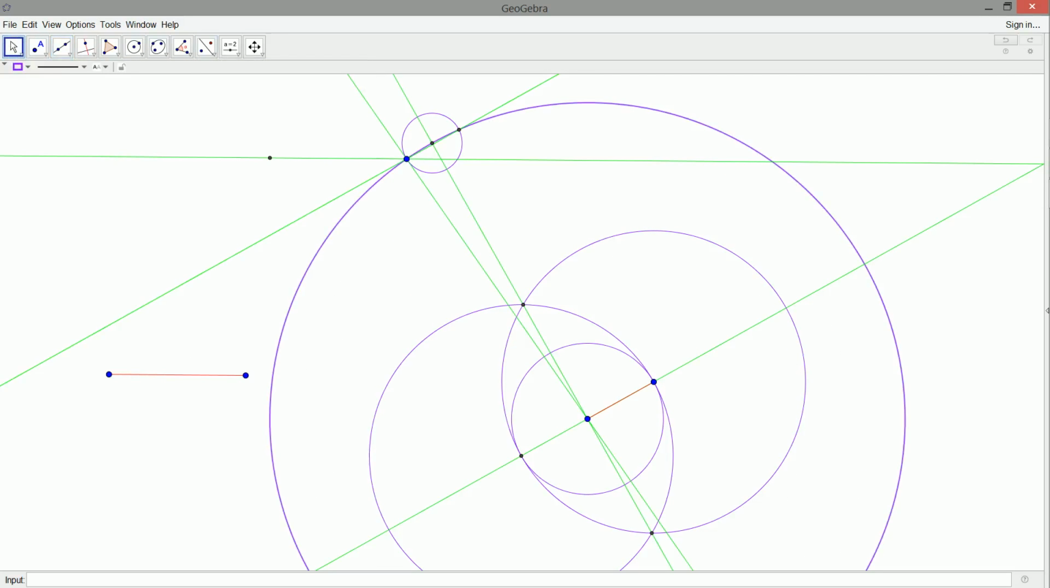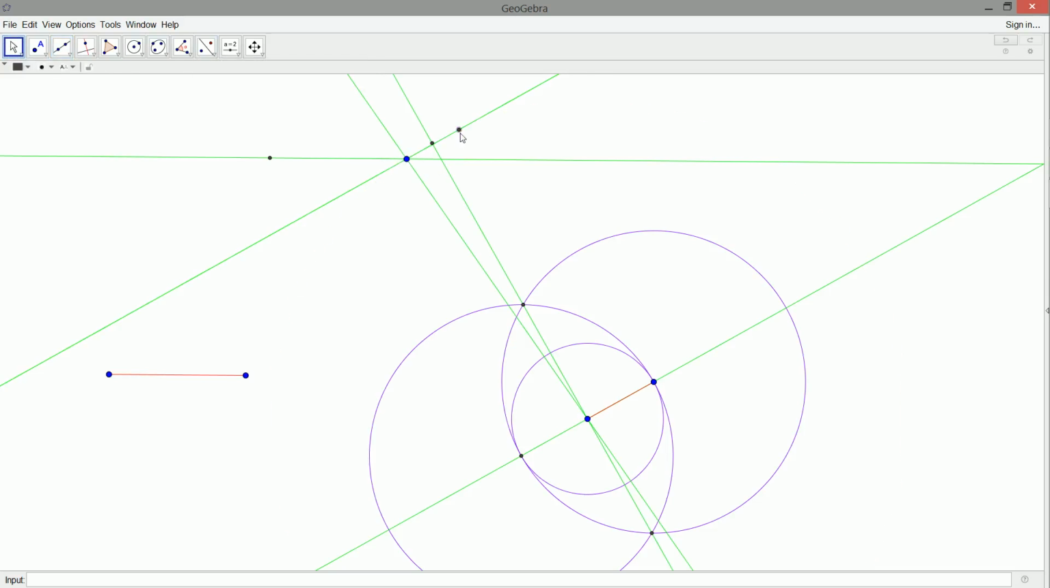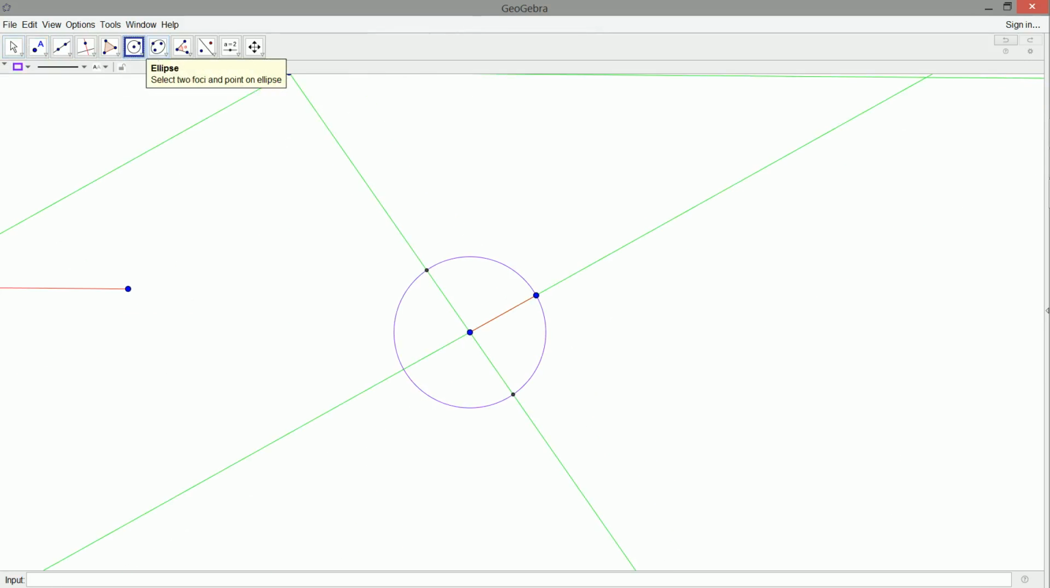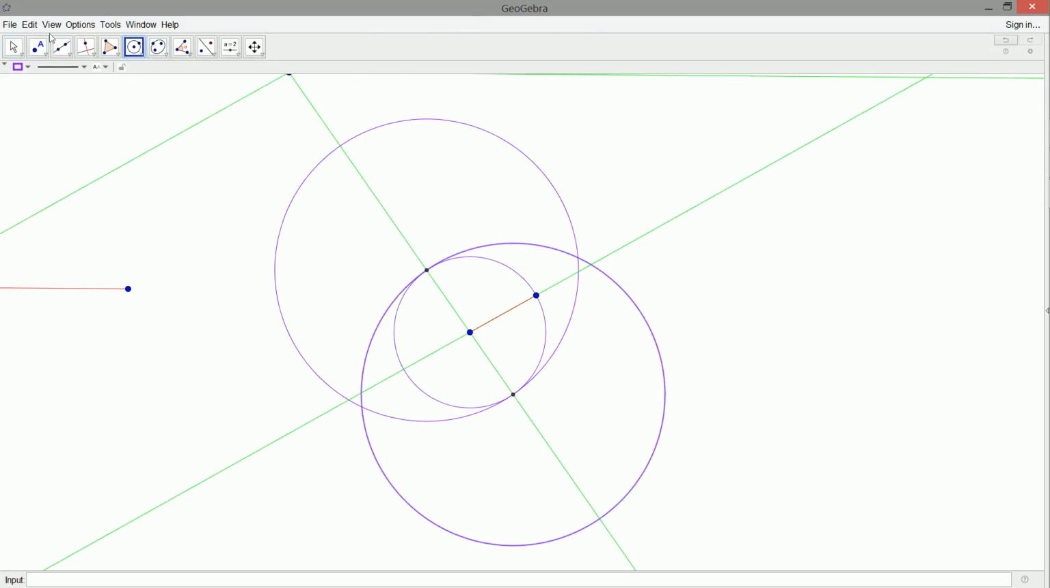So let's clear some of this up. I'm going to keep this circle because I needed it. I just got caught up thinking about something else. So, continue on this way. There we go.